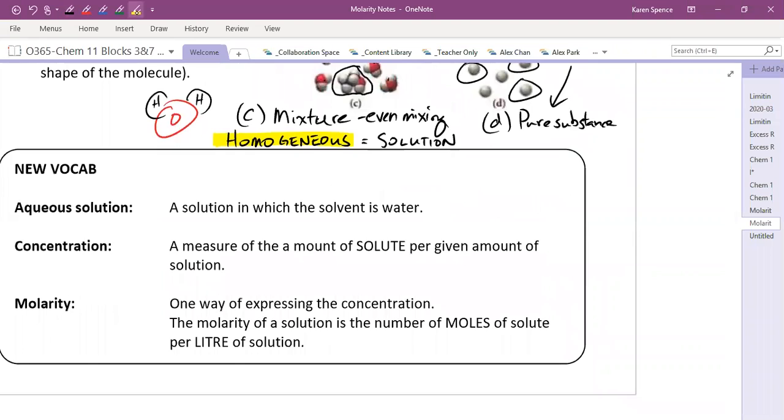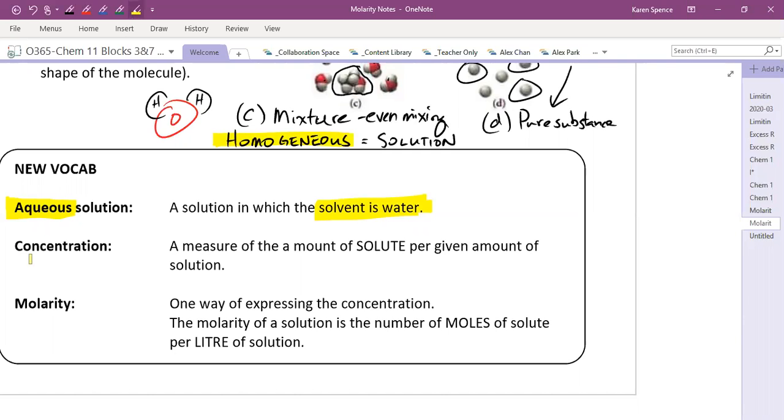Some new vocabulary. An aqueous solution is a solution in which the solvent is water. So this is the most common kind of solution you'll come across. Salt water, the solvent is water. That is an aqueous solution. Sure, you can have all kinds of other solutions. In fact, the air around you is a solution. It is a homogeneous mixture of all sorts of different kinds of gases. You've got oxygen and carbon dioxide and tons of nitrogen. The air is a solution, but it is not an aqueous solution because the solvent is not water.